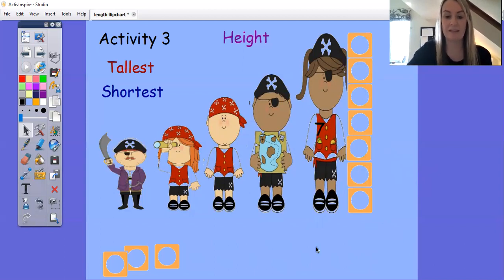Then you're going to do the same with your other pirates and see if you were right at the end. Did the biggest number go with the tallest pirate from when you ordered them? Was the smallest number with the shortest pirate when you measured them? Don't forget, if you want to dress up as a pirate or use a pirate accent whilst you're measuring, you can do that too. Have lots of fun, pirates!